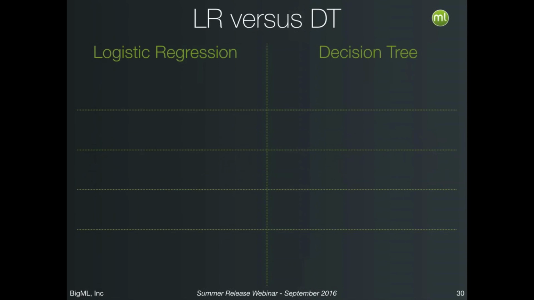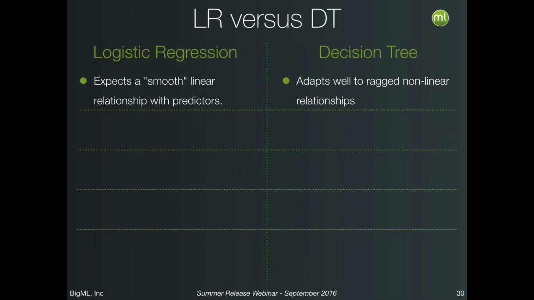All right, so let's summarize a little bit. This is an attempt to answer that very first question I asked, which is why add another classification algorithm? How do we differentiate logistic regression from the decision tree? First, logistic regression really expects a smooth linear relationship with its predictors. That's a very important distinction, because trees adapt really well to ragged nonlinear relationships, which I'll explain. And logistic regression, remember, is concerned with the probability of some binary outcome. It's a very narrow focus. Of course, you can do multi-class, but then you're doing multiple logistic regressions. Still, as an algorithm, it's a very narrow use case.